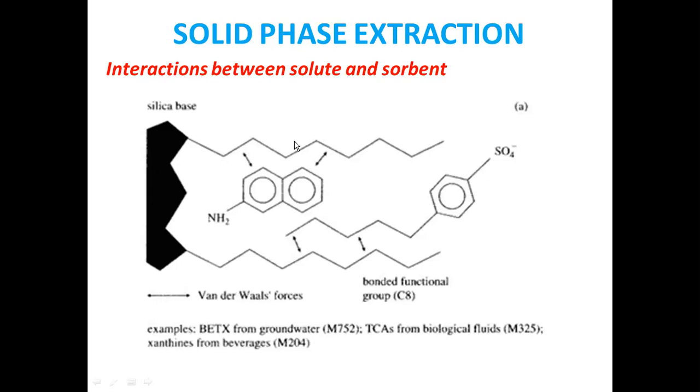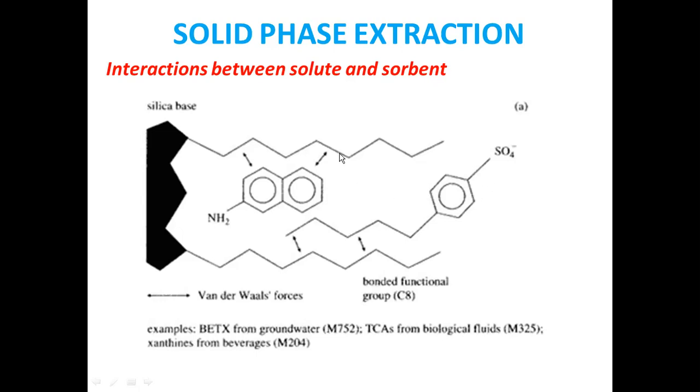Octylsilane is the sorbent here. Chemically modified silica is the sorbent. This is the octylsilane, and the base of the silica group has been attached by an octyl group. When you pass the sample solution containing these two compounds, this is one compound, 2-amino-naphthalene, and this is the other compound, a sulfonic acid group compound.